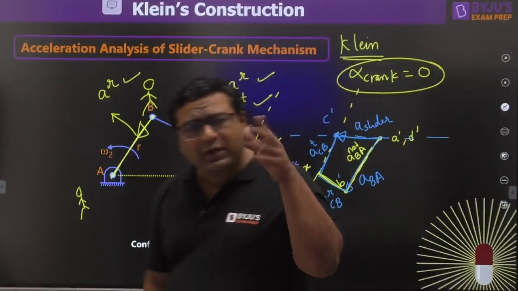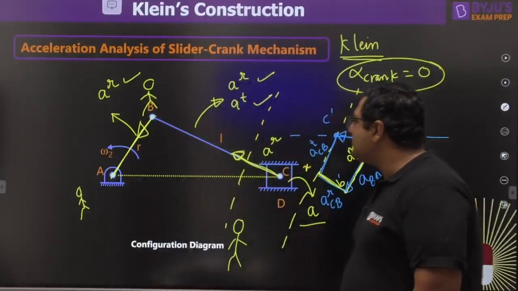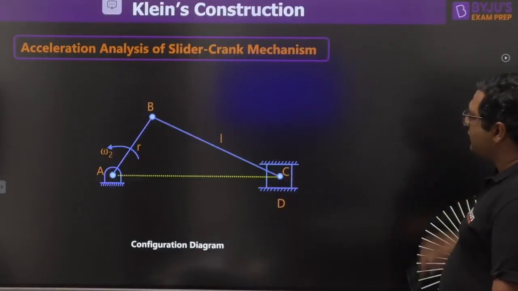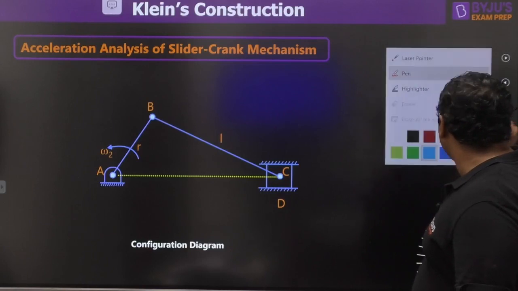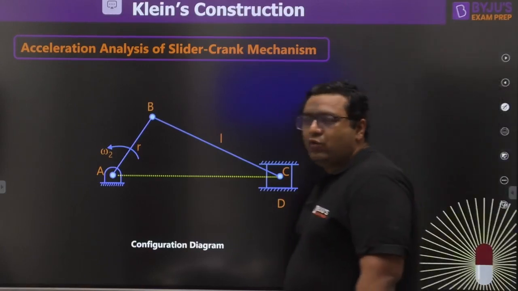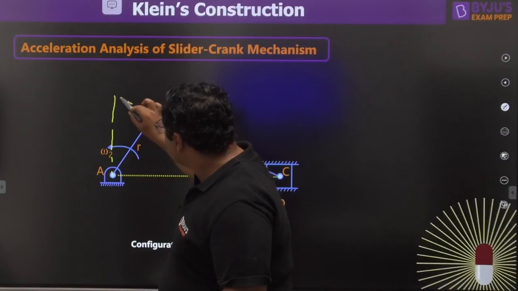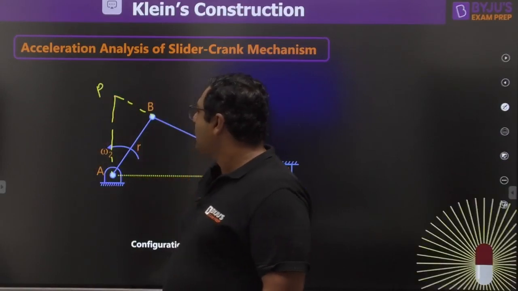Now Klein said there is no need to do this type of work. Klein said, I am giving you a shortcut. What was Klein's shortcut? Klein said, you just do one thing. First of all, you have already made the velocity diagram. This was the velocity diagram.